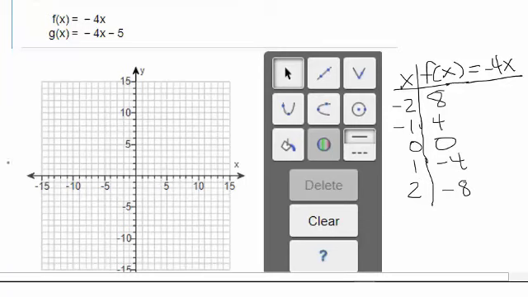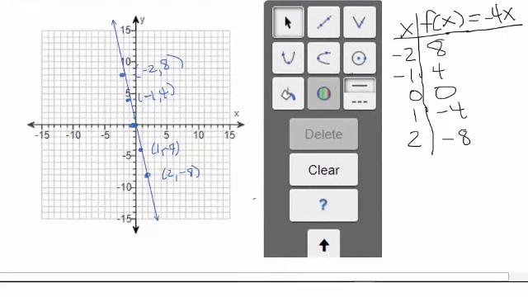Okay, so let's go ahead and plot f of x. So we have 0, 0. We have 1, negative 4. I like to label my coordinates unless they're on the origin. 2, negative 8. Okay, we have negative 1, 4. And we have negative 2, 8. And then we're going to put a line in there. So that's f of x.